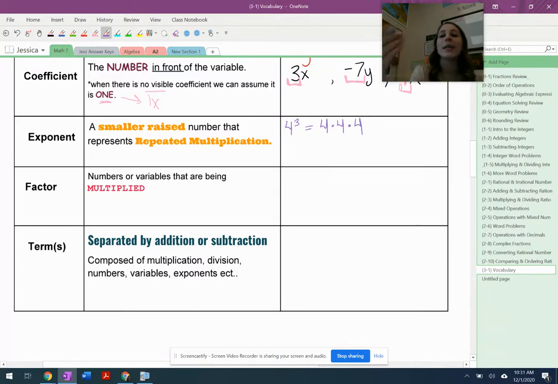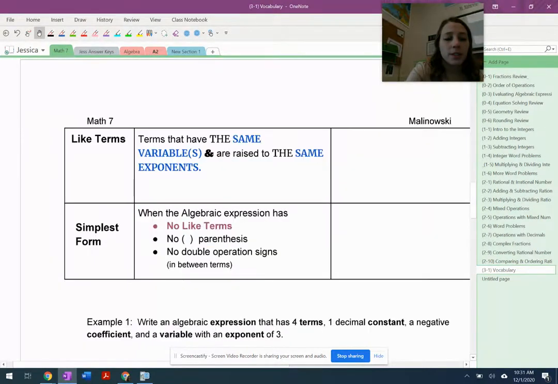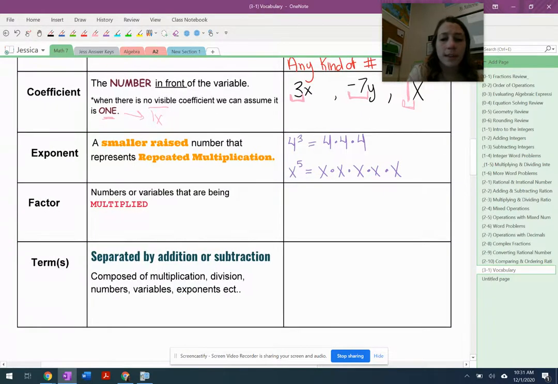That repeated multiplication. I can also do the same kind of thing with variables. If I had, say, x to the 5th power, notice first how the 5 is a smaller raised number like 3 was. They're not written right next to each other like coefficients. X to the 5th would be multiplying x 5 times. 1, 2, 3, 4, 5. That repeated multiplication. That's another 3. So let's do factor on this one and then we'll do the last 3.